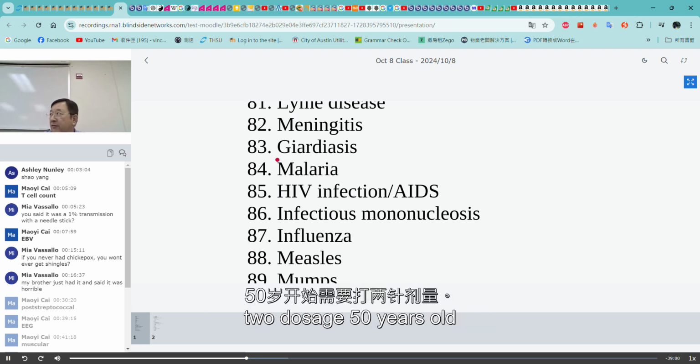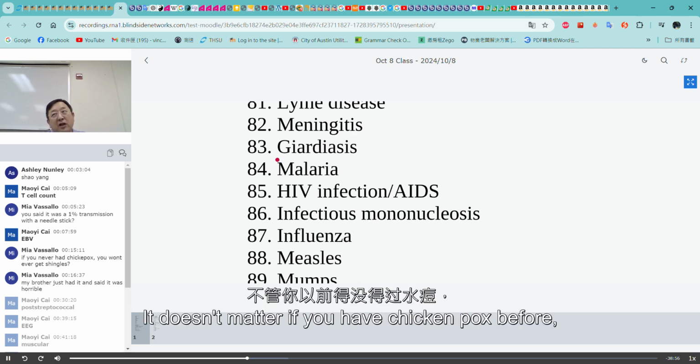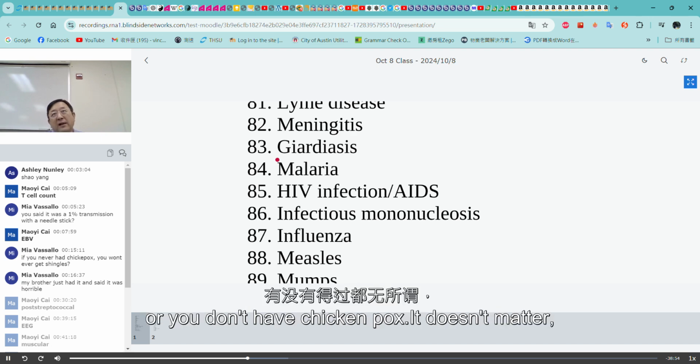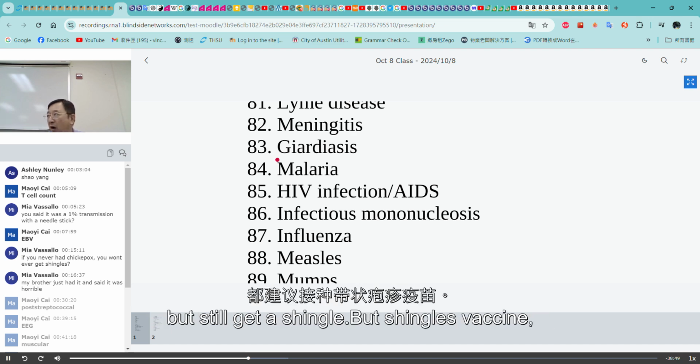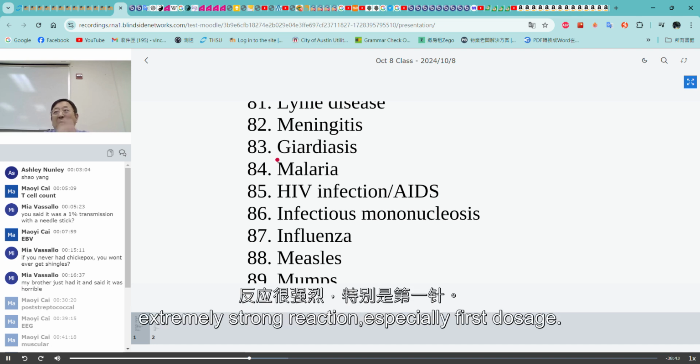Two dosages, at 50 years old. It doesn't matter whether you had chickenpox before or not, you still get the shingles vaccine. But the shingles vaccine has a problem. What problem? I've experienced the vaccine. Two dosages, extremely strong reaction, especially the first dosage.